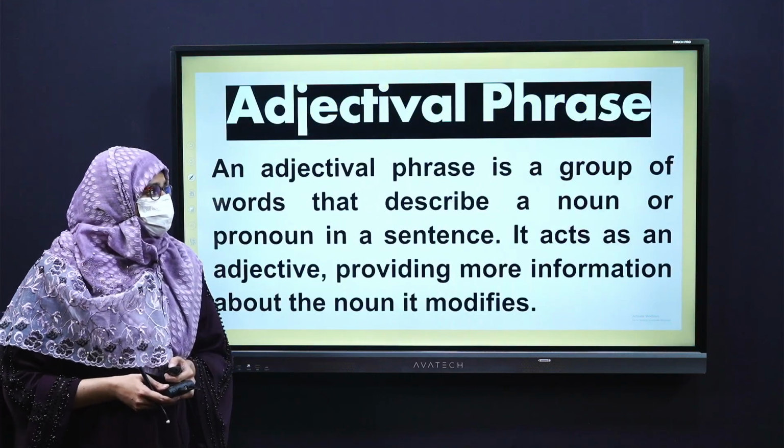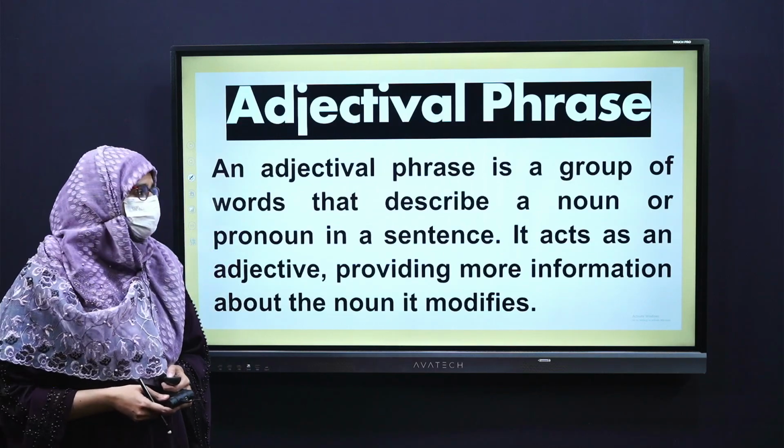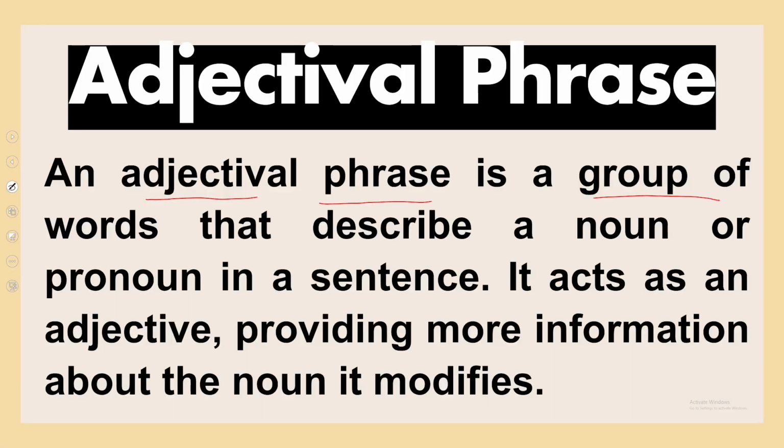Moving on, let's see what's an adjectival phrase. An adjectival phrase is a group of words that describe a noun or pronoun in a sentence. It acts as an adjective, providing more information about the noun it modifies.